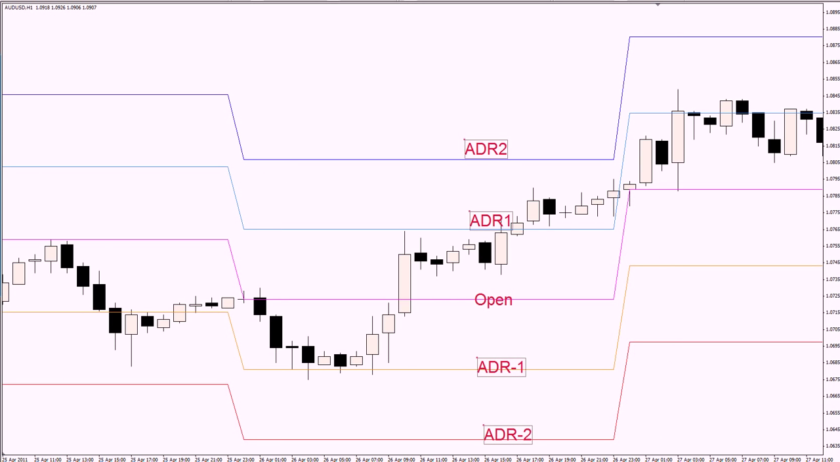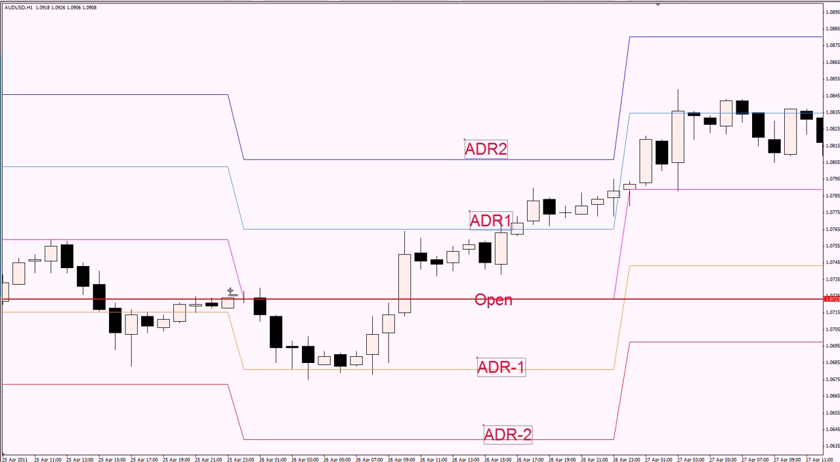Here we have the Aussie dollar chart in a 1 hour time frame, and you see 5 different lines in my chart. These lines represent the different average daily range levels. The violet one is the opening price of the instrument. In this case, the opening price is 10723, and the indicator just projects the average daily range to the upside and to the downside.